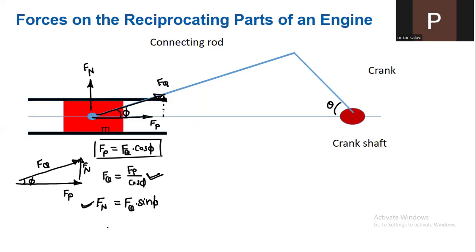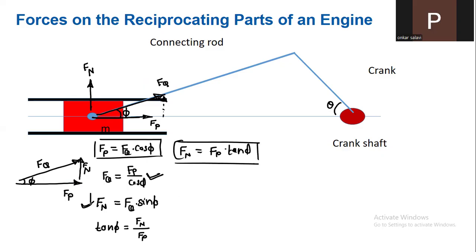One more relation we can get if I use tan of phi. So the basic formula for tan is opposite upon adjacent. So it is Fn upon Fp, and therefore Fn is equal to Fp into tan phi. Okay, so we get two relations for Fn. One is Fq sin phi and second is Fp tan phi. Okay, no need to remember these equations, just remember this basic triangle.